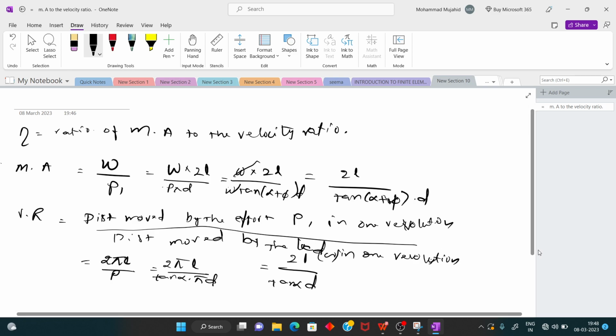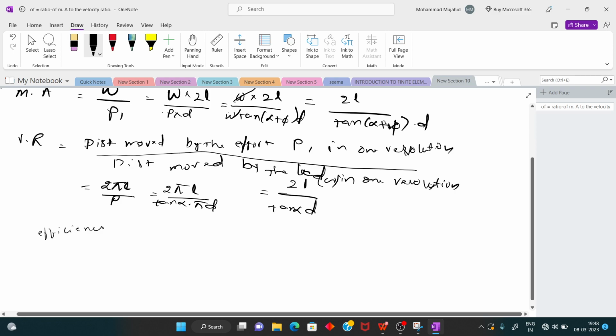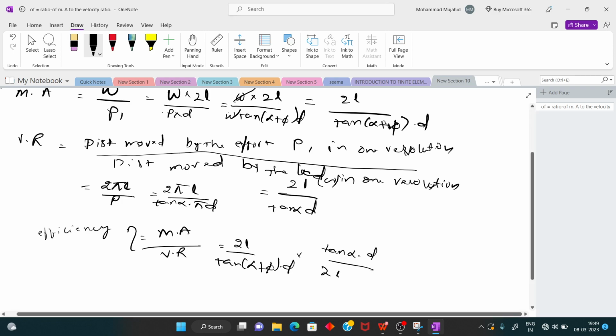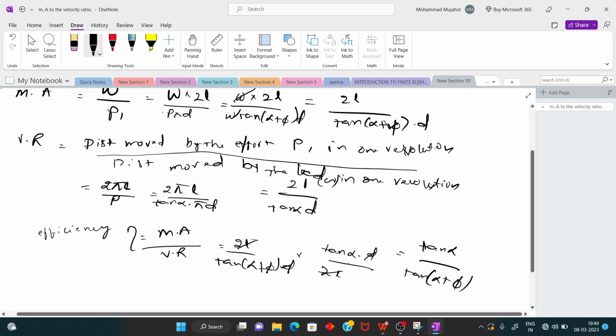So here the efficiency you can write as mechanical advantage by velocity ratio, 2L by tan of alpha plus phi into D, into the inverse of the velocity ratio, tan alpha into D by 2L. 2L will get cancelled and also D will get cancelled. Then you can write it as tan alpha by tan of alpha plus phi. So like this also you can prove it.